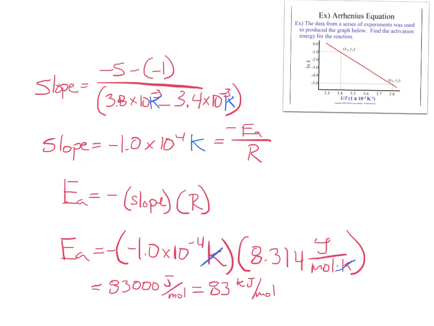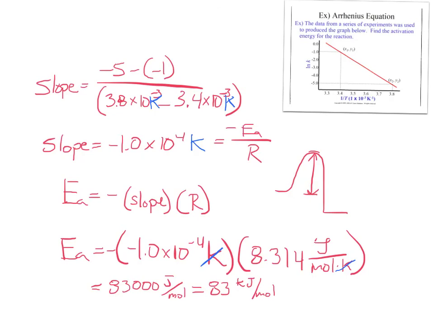So what that means to us is that it requires 83,000 joules of energy for every 1 mole of reactant in order to get over that activation energy hump, just to get over that activation energy and form the products. So it's going to be that distance right there. So 83 kilojoules would be the activation energy, just that amount of energy right there.